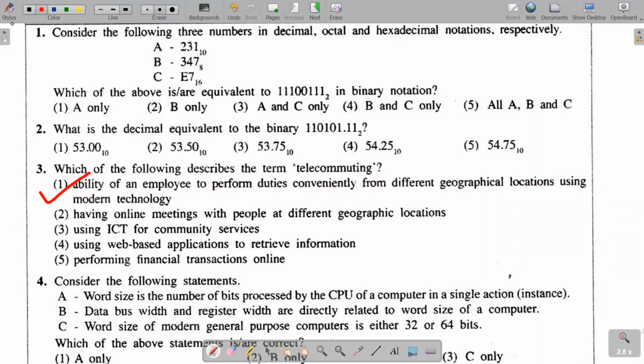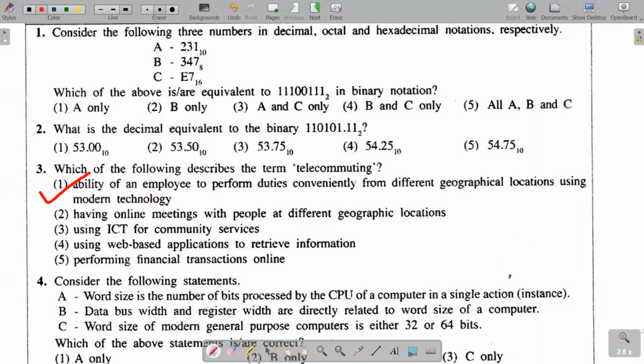So first of all, you asked me to talk about the third question, right? In the third question, they're asking which of the following describes telecommuting. Telecommuting means working from home, so we can say the first one is the correct answer: the ability of an employee to perform duties conveniently from different geographical locations using modern technology. The second one, having an online meeting with people at different geographical locations, is video conferencing, and using ICT for community services is not telecommuting. Using a web-based application to retrieve information is database related, and performing financial transactions online is again not telecommuting. It's a different kind of transaction. So for the third question, the first one is the answer.